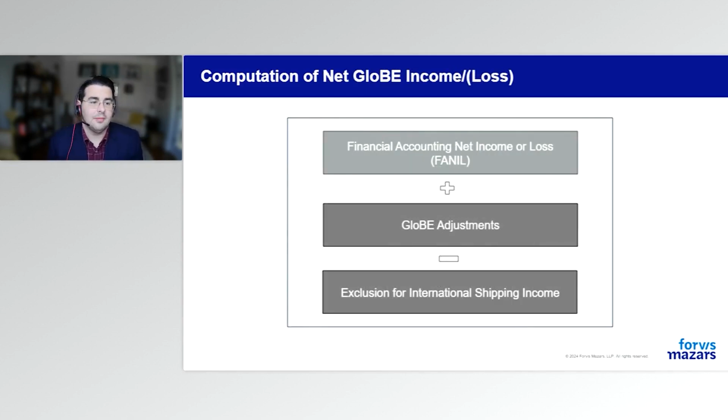So we're going to talk about Article 3 elections, but just to give a quick recap, your Article 3 net GloBE income is formulated by three components. What is your financial accounting net income or loss, your FANL? What are your book to GloBE adjustments, which, in the next slide here, I'll show you there's a listing of all of them that we covered in our Article 3 session, less any exclusions for international shipping income.